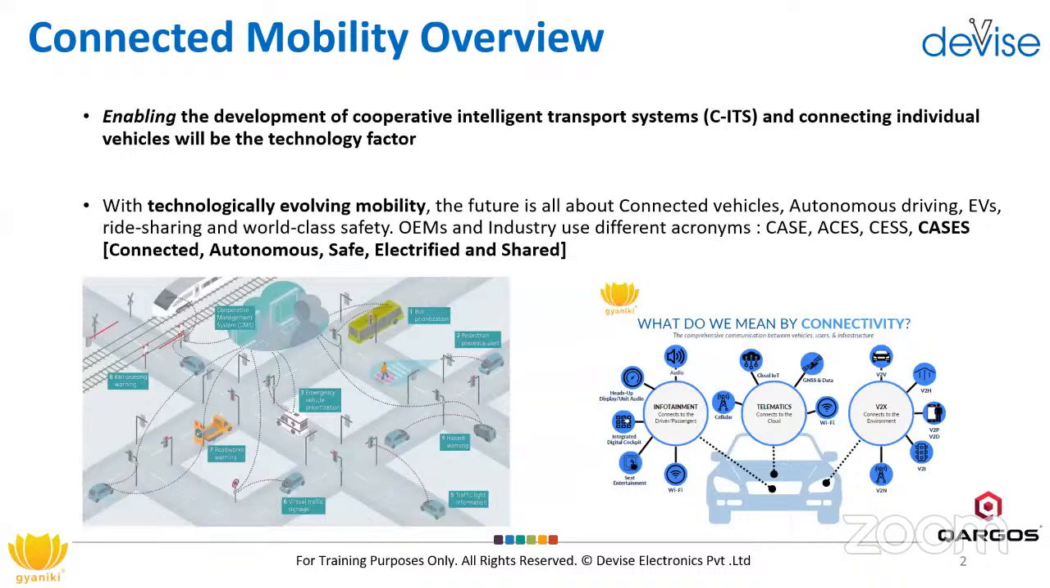In reality, the enabler is the development of cooperative intelligent transport systems, and connected individual vehicles will be the technology factor. Most of us are aware that there is a lot of evolution in the mobility sector, and technology is catalyzing that growth and progress. Most OEMs call it with their own acronyms, such as CASE or ACES: connected, autonomous, safe, electrified, and shared. All these are well known, and everything speaks about connected mobility.